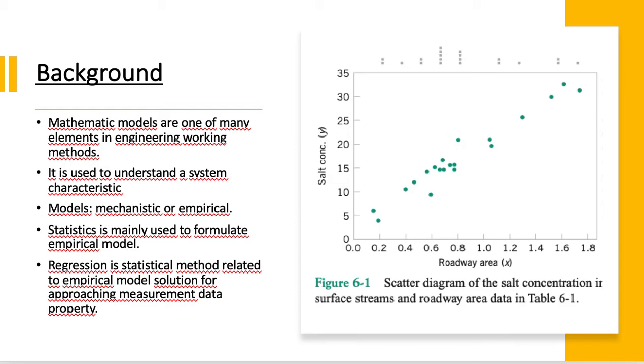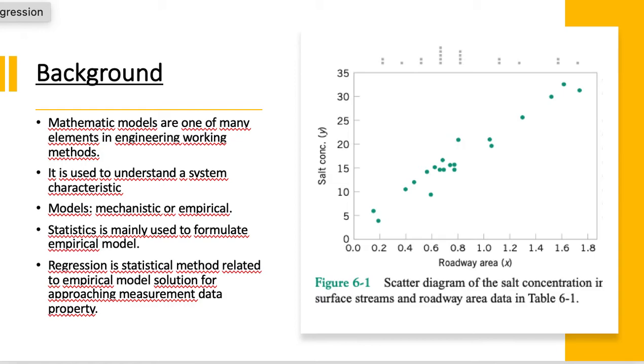However, there are many situations in which two or more variables of interest are related, and the mechanistic model relating these variables is unknown. In these cases, it is necessary to build a model relating the variables based on the observed data. This type of model is called an empirical model. In statistics, we mainly use statistics to formulate empirical models.